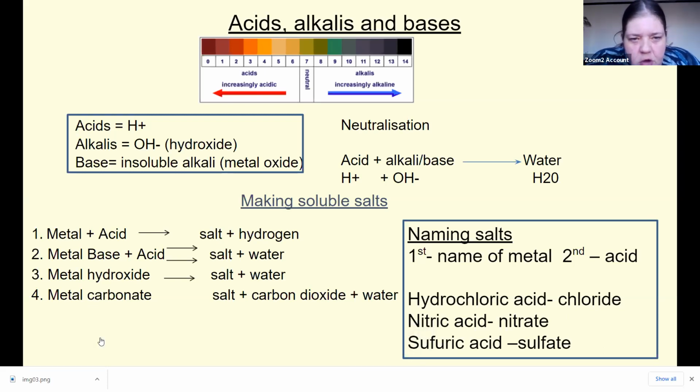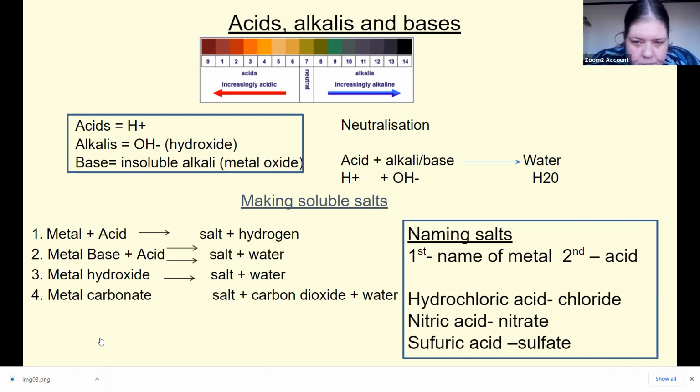So you can see I've got on top left, my acids are H+, and my alkalis are OH-, and they're called hydroxides. My base is an insoluble alkali and will typically be a metal oxide, and that's where you get the oxygens from. You can then see top right, we've got the word neutralization, and we've got acid plus alkali or base makes the water. And you can see I've broken up the ions there to make up the water. And neutralization reactions will happen anytime we add an acid and an alkali to make our water. That's what neutralization is. We're neutralizing it to that pH 7 green.